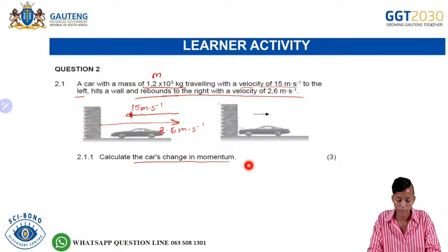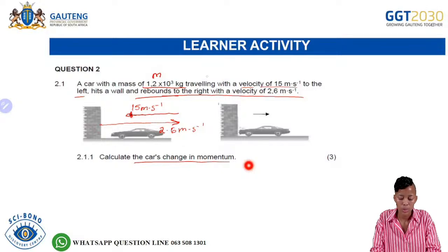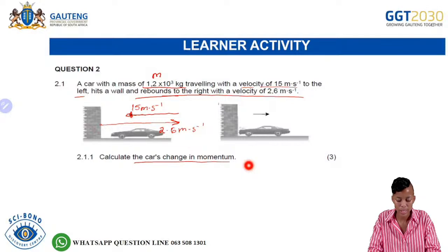Okay, so it says here we need to calculate the car's change in momentum. So what are you going to do? Firstly, we need to collect our data. From there, we need to check if we need to do any conversions. So we have kilograms, we have meters per second, so we are not going to be converting anything. Then next, you need a formula. So you're going to look at your formula sheet there and look for the formula of the change in the momentum.